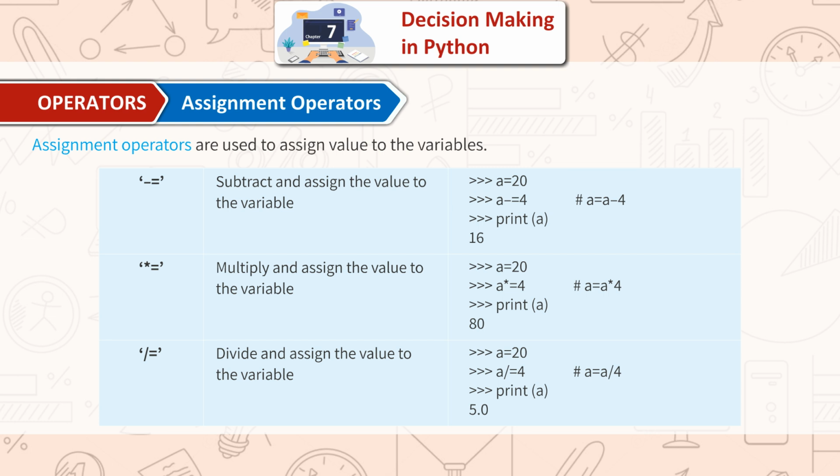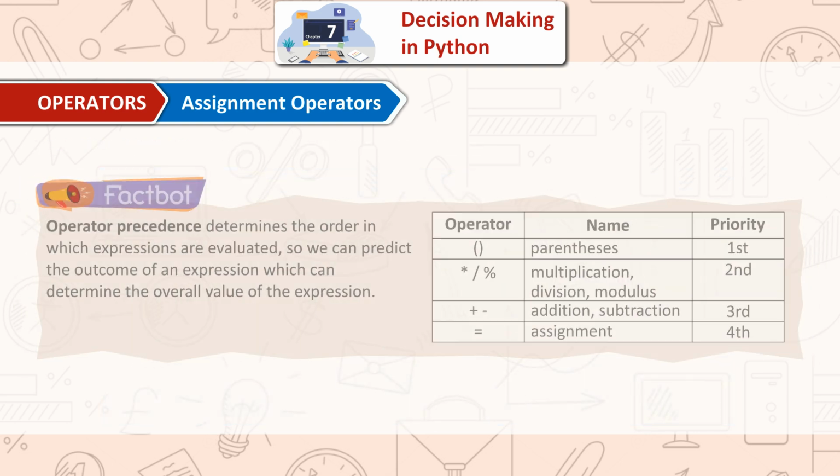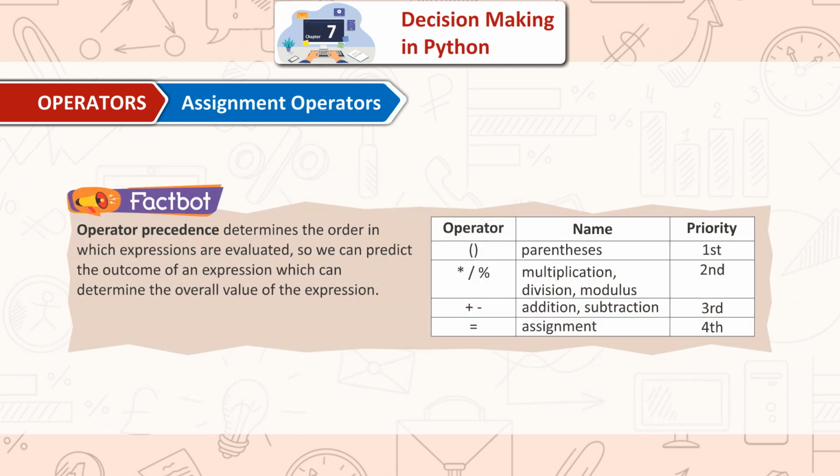Subtract and assign the value to the variable. A is equal to 20. A minus equal to 4 means A is equal to A minus 4. Print A, 16. Multiply and assign the value to the variable. A is equal to 20. A multiplied equal to 4 means A is equal to A multiplied by 4. Print A, 80. Divide and assign the value to the variable. A is equal to 20. A divide equal to 4 means A is equal to A divided by 4. Print A, 5.0.